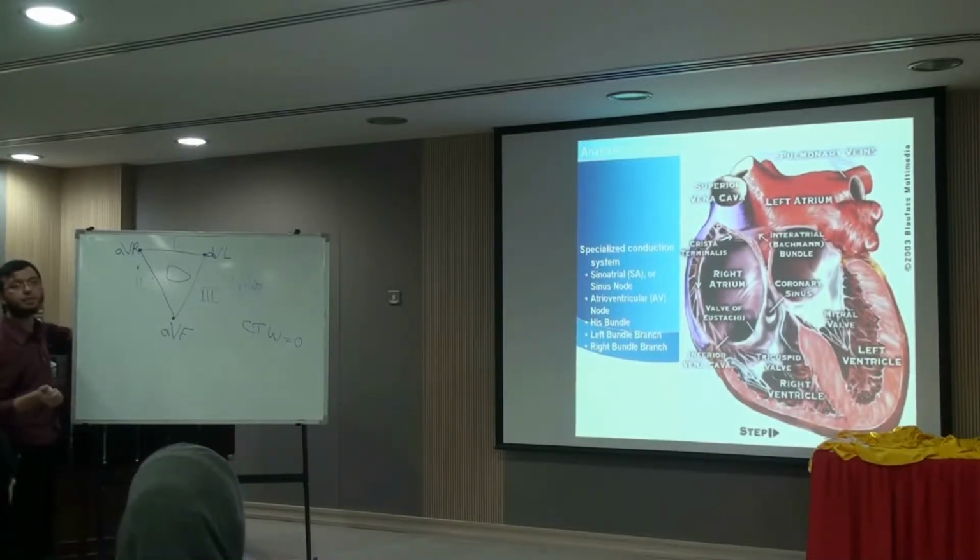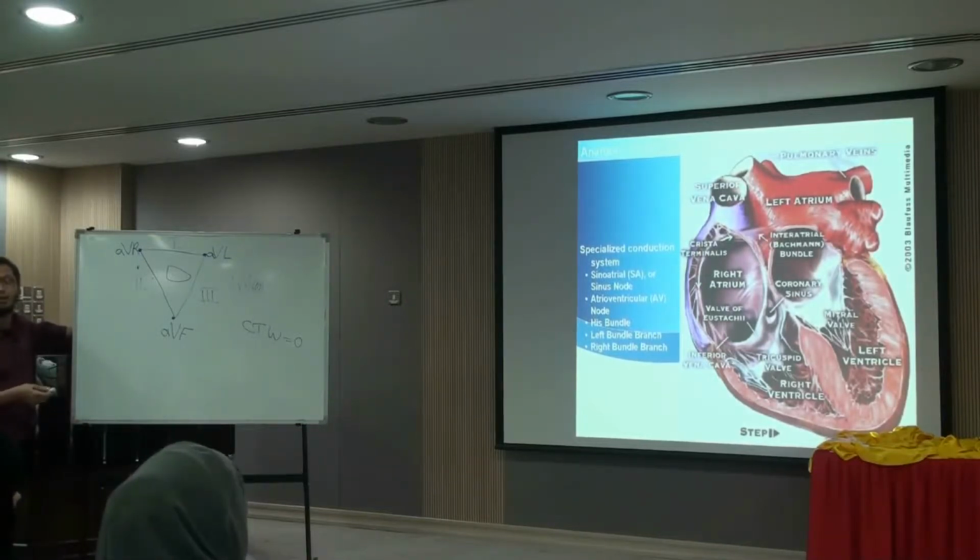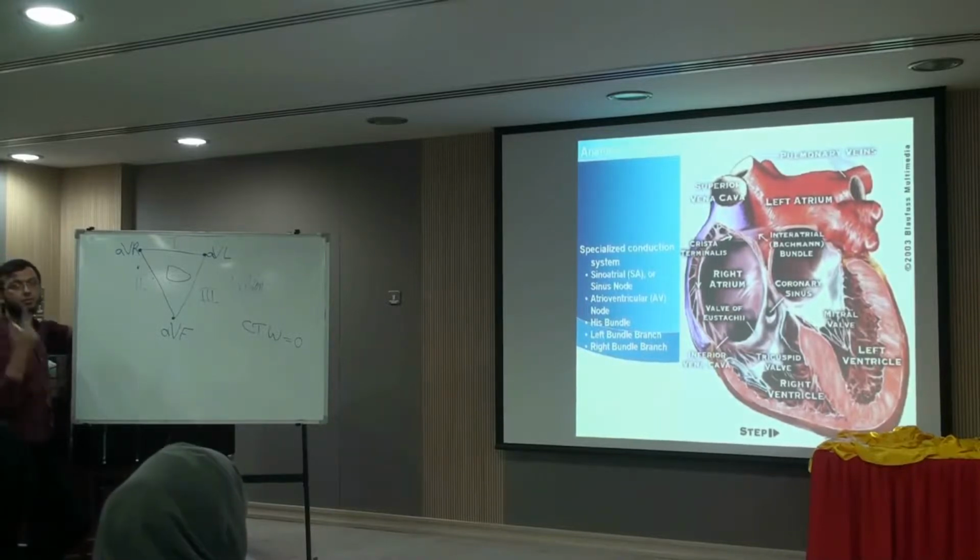So Eustachian is related to the valve of Eustachy. Who is Eustachy? He's Bartolomeo Eustachy, an Italian anatomist. He's the one who named these tubes in the ears and the one in the inferior vena cava.